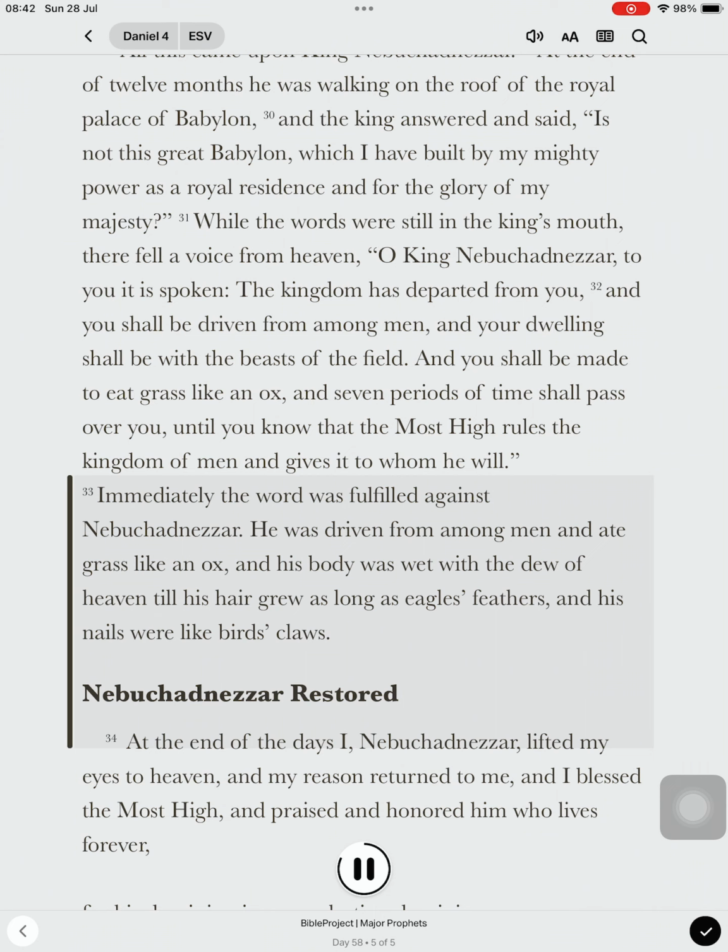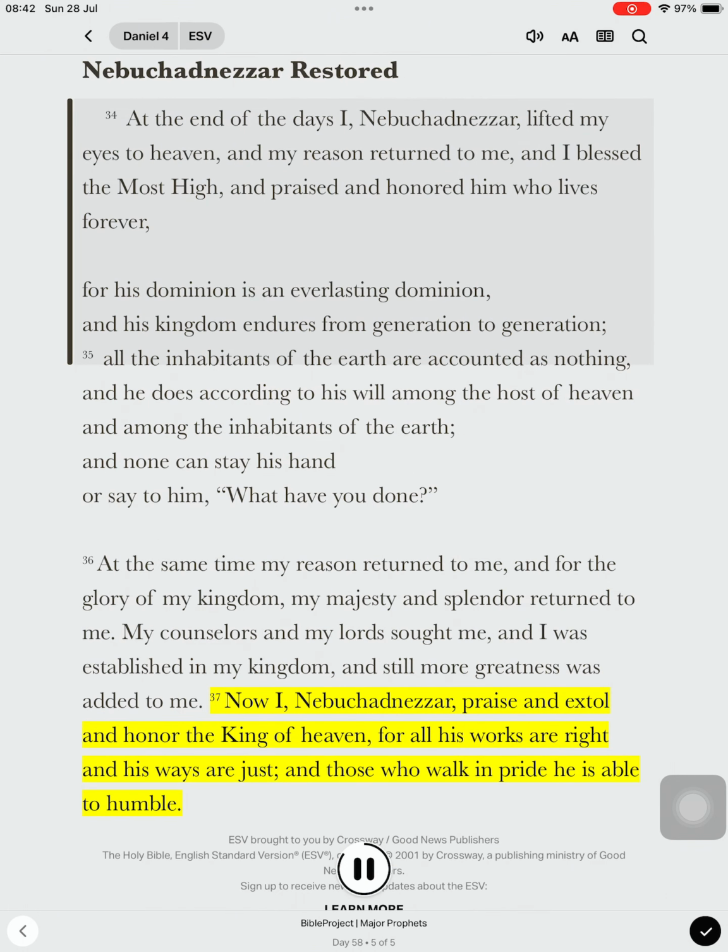He was driven from among men, and ate grass like an ox, and his body was wet with the dew of heaven, till his hair grew as long as eagle's feathers, and his nails were like birds' claws. At the end of the days, I, Nebuchadnezzar, lifted my eyes to heaven, and my reason returned to me. And I blessed the Most High, and praised and honored him who lives forever. For his dominion is an everlasting dominion, and his kingdom endures from generation to generation.